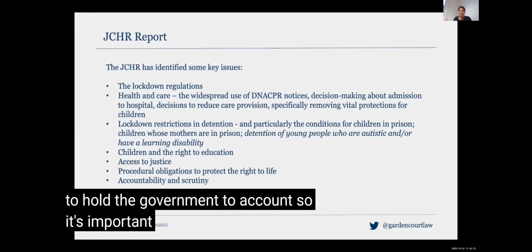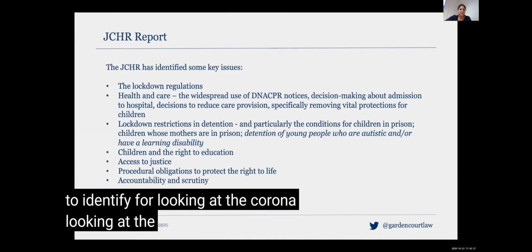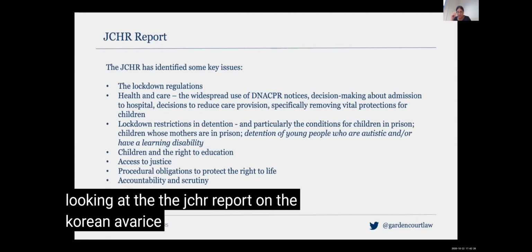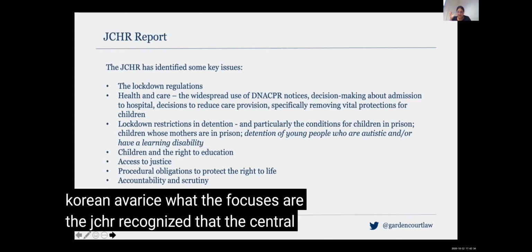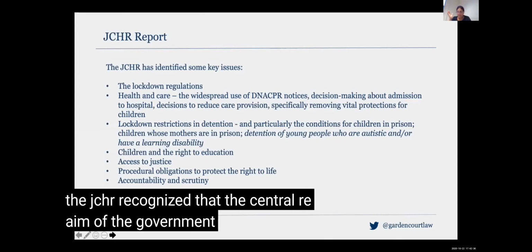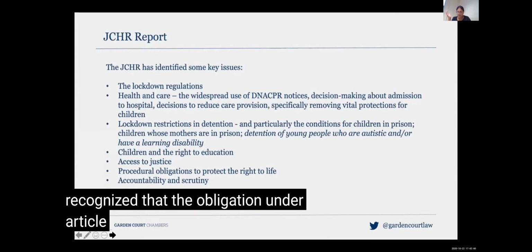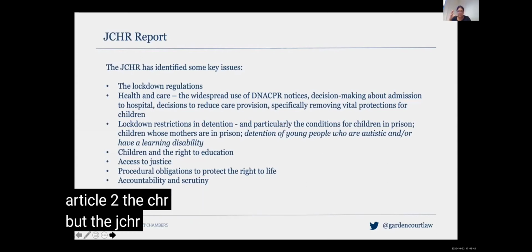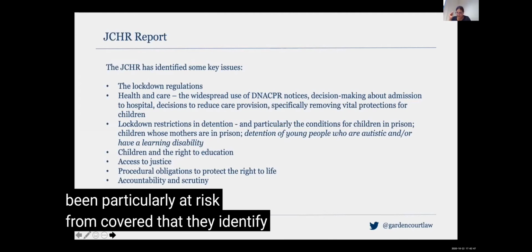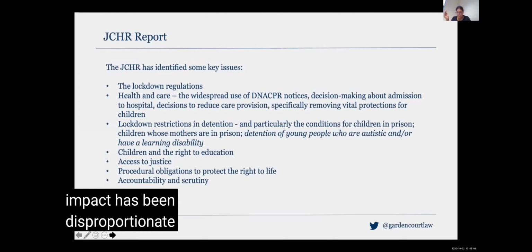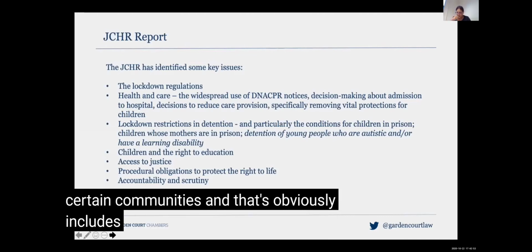So it's important to identify, for looking at the JCHR report on the coronavirus, what the focuses are. The JCHR recognised that the central aim of the government was to protect lives, and they recognised the obligation under Article 2 of the ECHR. But the JCHR say that some groups have been particularly at risk from COVID, that the impact has been disproportionate in death terms on certain communities, and that obviously includes children.